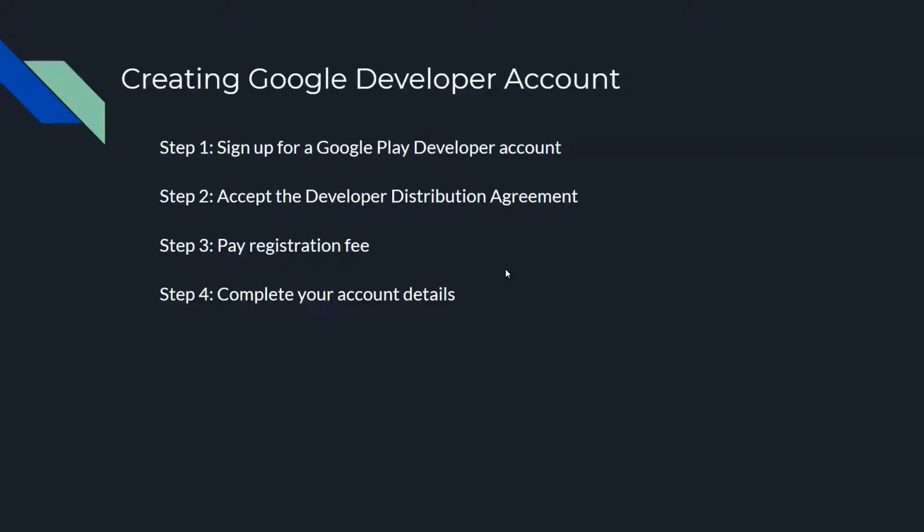The registration fee, as we said, is about $25, and it will take about 48 hours. They said about 48 hours, sometimes it takes longer, for your account to be approved. Once your account is approved, on step 4, you will go and create your profile, complete your account details, and you will be good to go and start publishing your apps on the store.